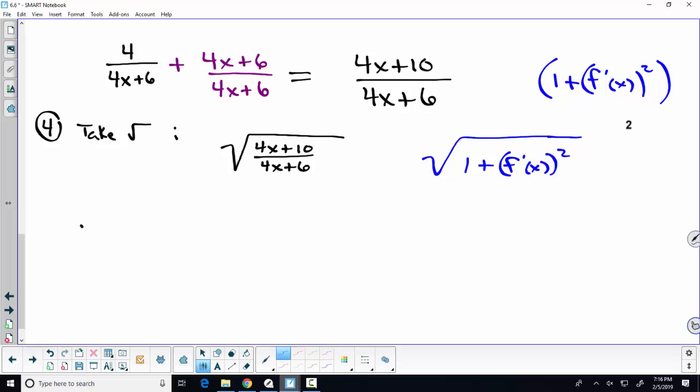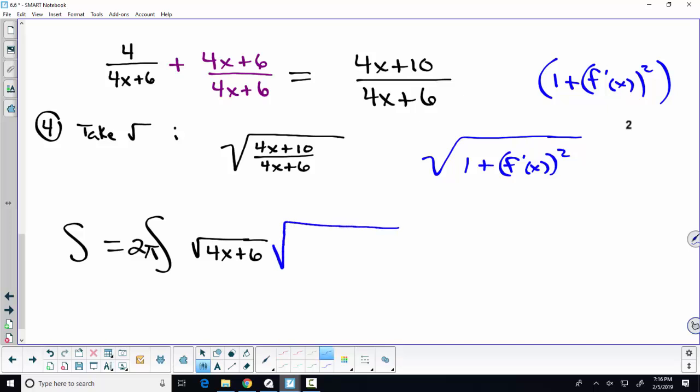Okay, so then we have the surface area is the integral. The function given was the square root of 4x plus 6. Now let's go ahead and just put our 2 pi out here, times our 1 plus f prime squared portion, which is this, dx. And we're given 0 to 5 as the bounds for this.